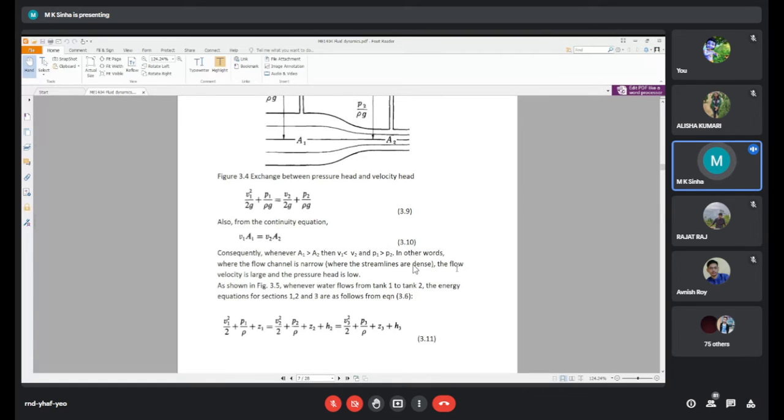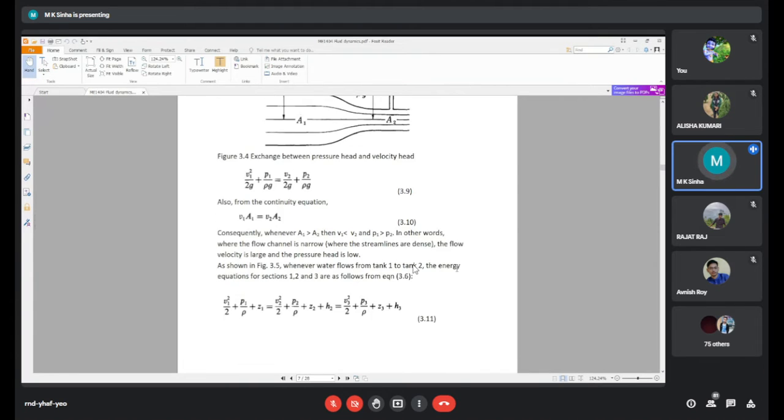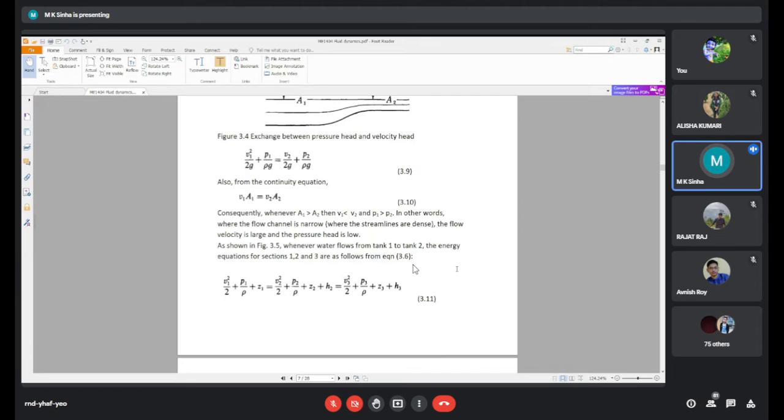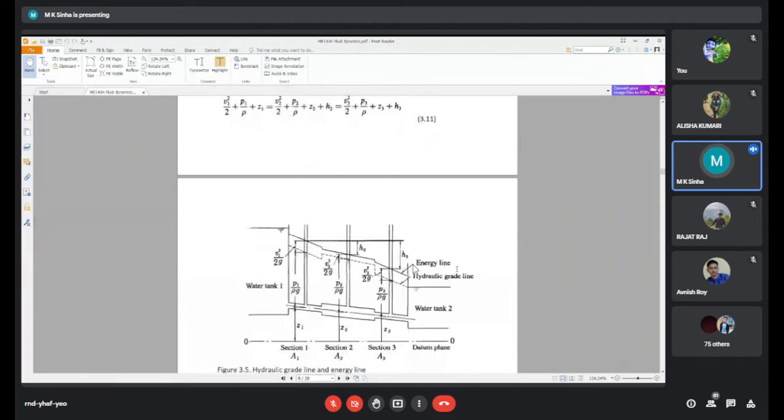And here again I am telling you, from continuity, where the area is larger, the velocity is smaller. From Bernoulli, where the velocity is smaller, the pressure is larger. So that's why we apply one system to the other, and that's why both these equations are twins. That helps you. See figure 3.5.